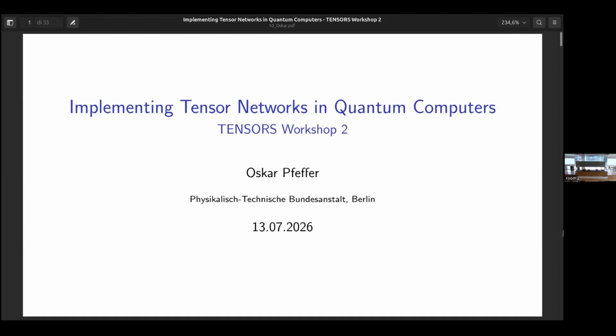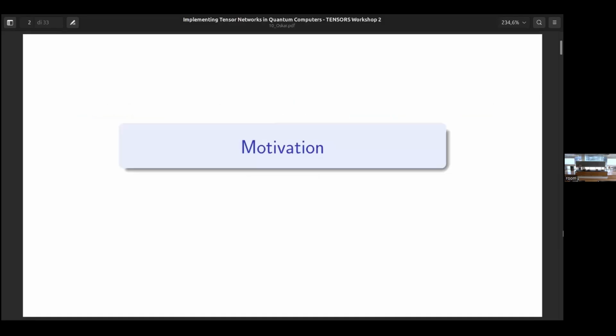Simulate classically quantum physics on a classical device. What I want to do right now is the inverse operation: to implement tensor networks on quantum devices. I will talk about this and show you why this is important. So let's start with a motivation.